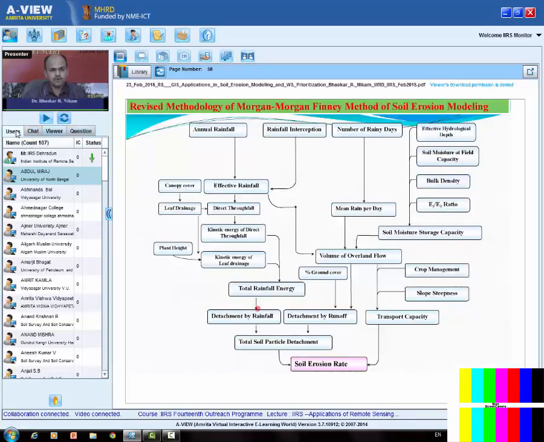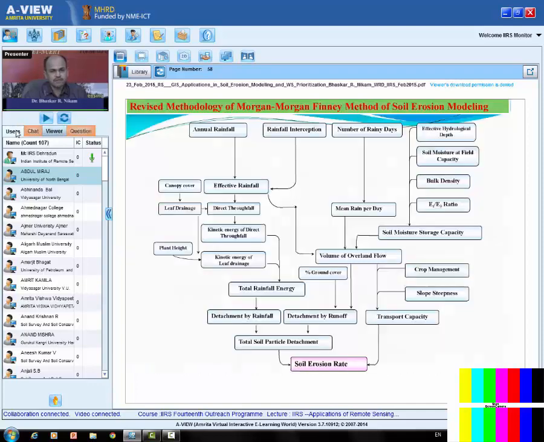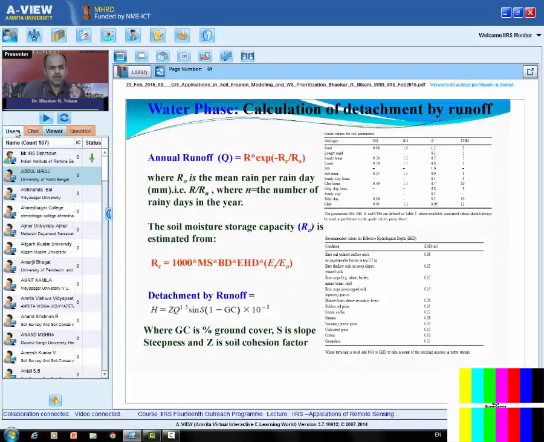Only thing, now here this exponent of e raised to 0.05 will not be there because we already have taken care of this. The water intercepted, the change in kinetic energy because of water intercepted, we have taken care of here. So the detachment will be simply K, the soil erodibility factor, and the kinetic energy. So this is the detachment due to raindrop.